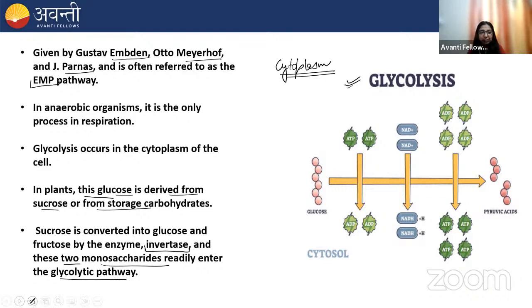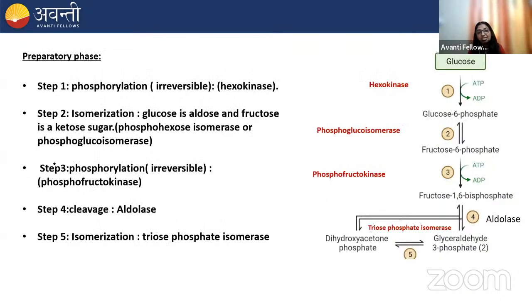We are going to discuss the glycolytic pathway in detail because it's very important. The glycolytic pathway consists of two phases. One is the preparatory phase and the second one is the payoff phase. In the preparatory phase, ATP is utilized, and in the payoff phase, ATP synthesis takes place.